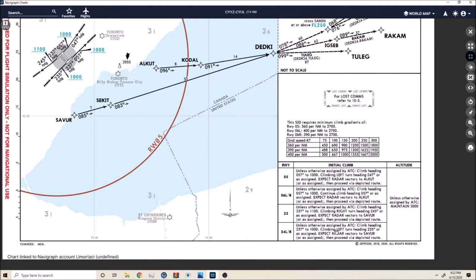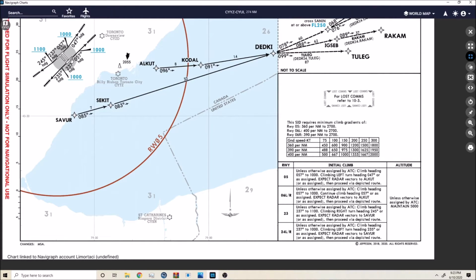So, unless otherwise assigned by ATC, climb heading 237, which in this case is the runway heading, to 1,000 feet. And then climbing left turn to a heading of 235. So that's 2 degrees off your runway heading. So it's not much of a left turn, but it is a left turn. So climbing left turn to 235 or as assigned. So if they give you a different heading, follow what ATC says. Expect radar vectors to SAVOR or as assigned, then proceed via depicted route.